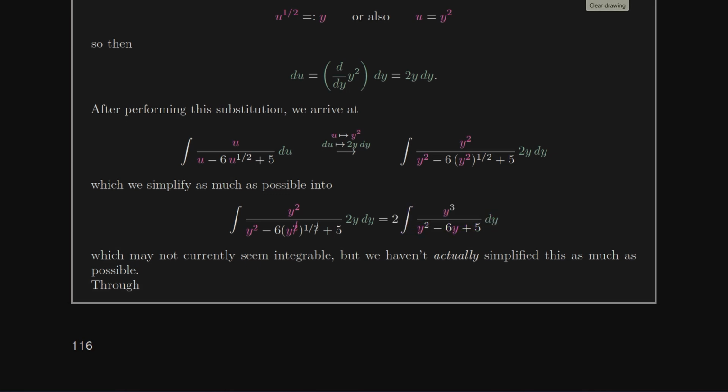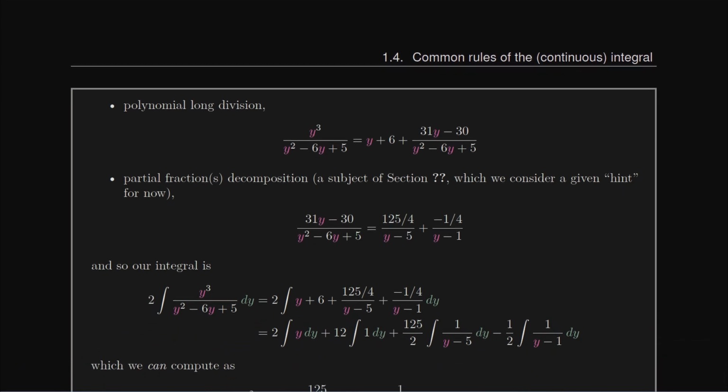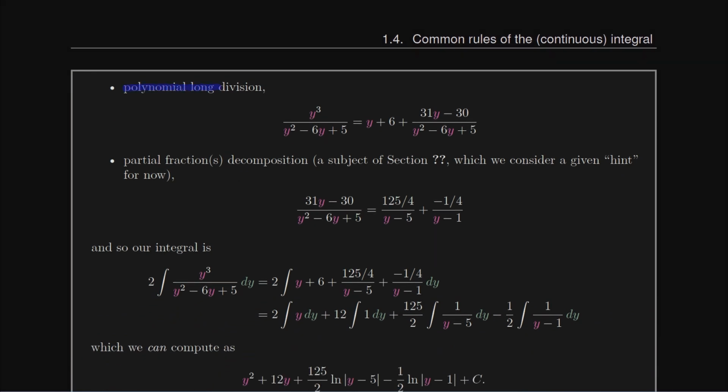Can we integrate that? Feels like no. Well, there's a theorem that we're going to run into eventually in this course that actually says all rational functions are integrable. What is a rational function? It's a ratio of polynomials. So as long as both the numerator and the denominator are polynomials, it has to be integrable. And you may be wondering, how in the world do we actually integrate that? Who remembers our best friend, polynomial long division?